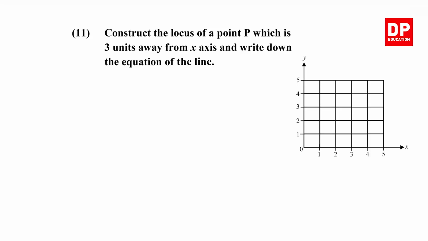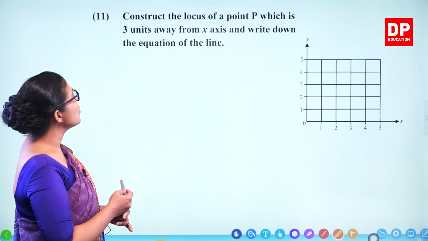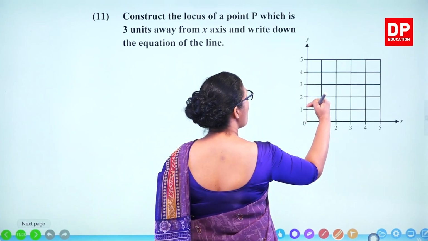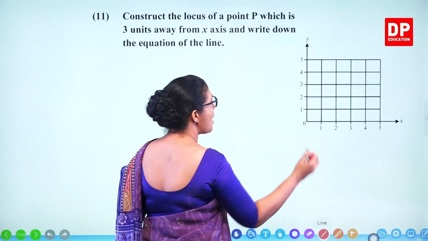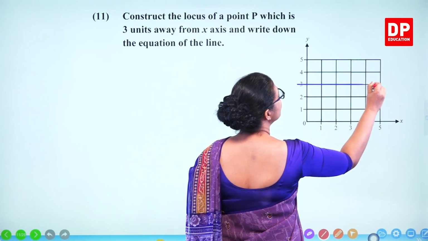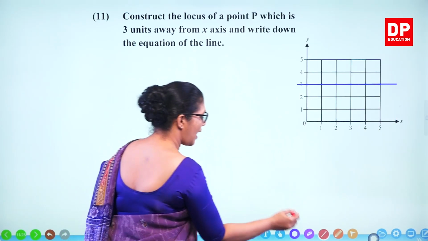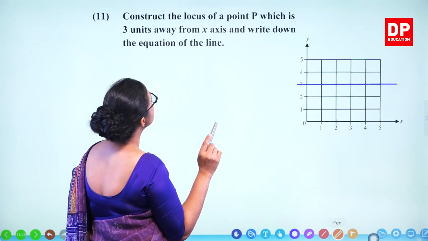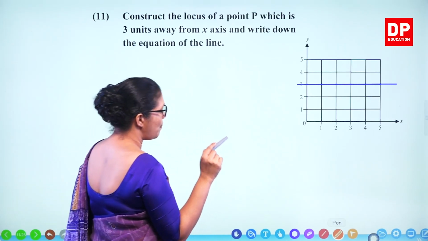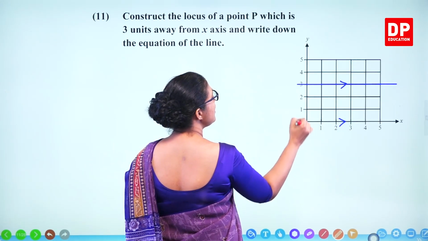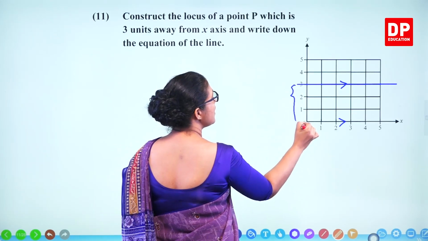Question number 11. Construct the locus of a point P which is 3 units away from x-axis and write down the equation of the line. So x-axis is here, 3 units away, 1, 2, 3. So you get a parallel line to the x-axis. So horizontal line. So that's the locus of a point P. So you have to write this and this, both are parallel and 3 units away. So this is 3 units.